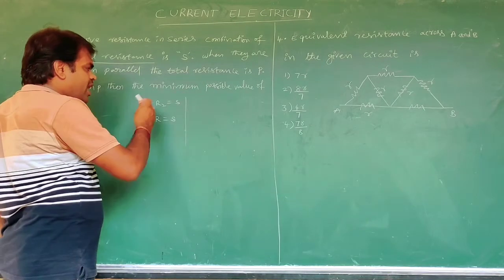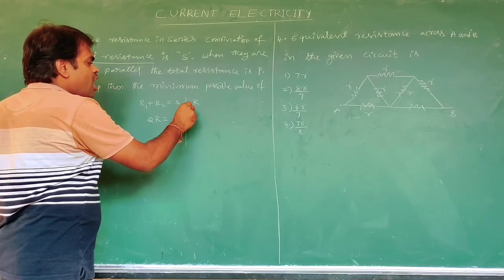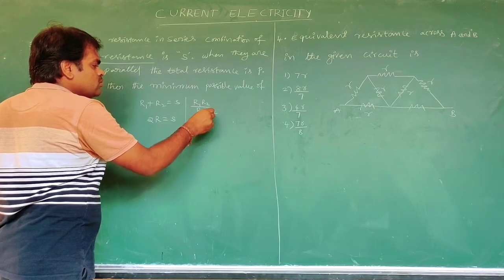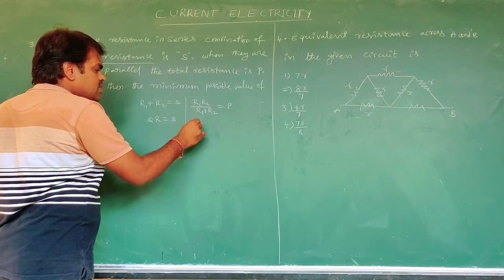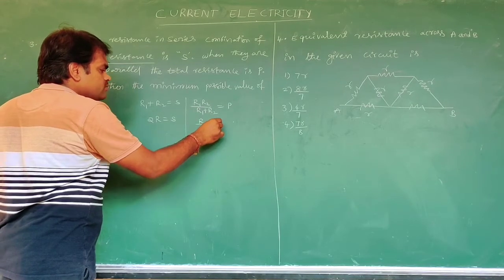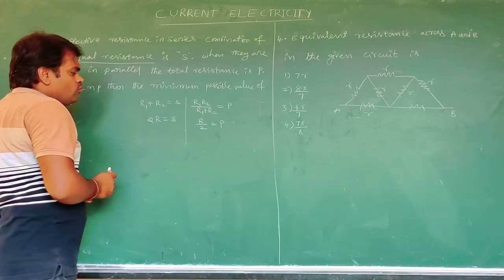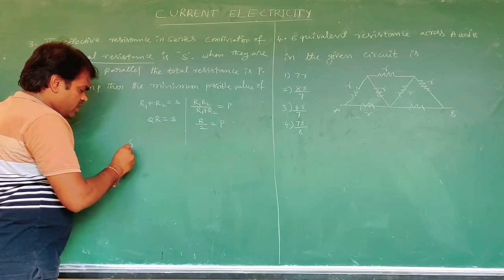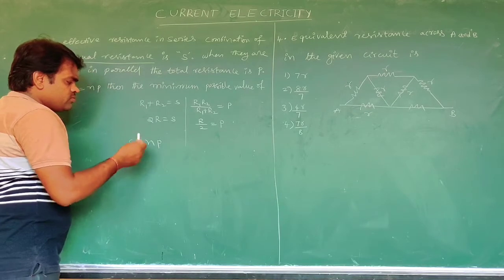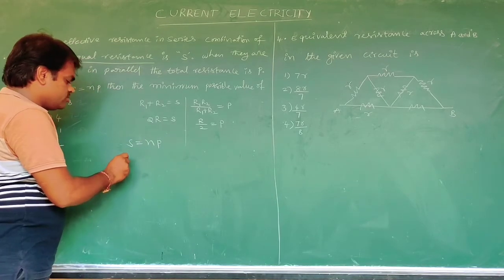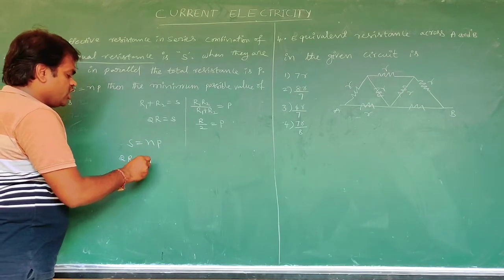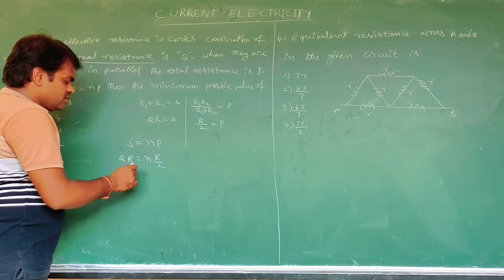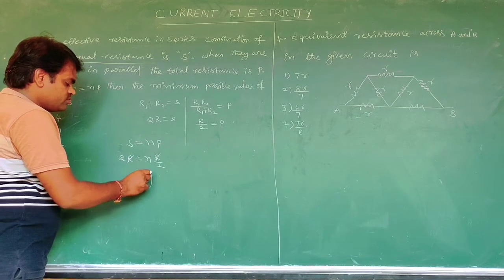Then in parallel combination, that is R1 R2 by R1 plus R2, that is equal to the given P. That is R by 2 is equal to P. Then what they given? If S is equal to NP, then we substitute S as 2R is equal to N into P, which is R by 2. R cancels. Then N is equal to 4.